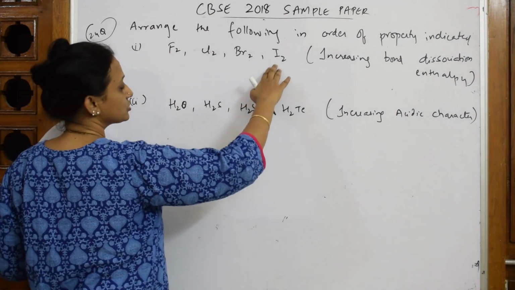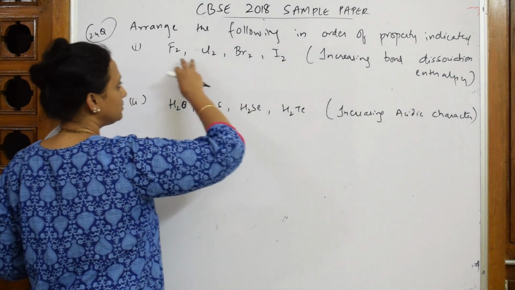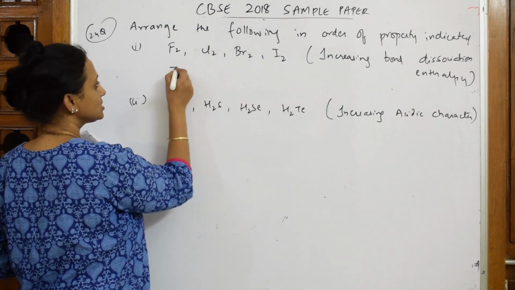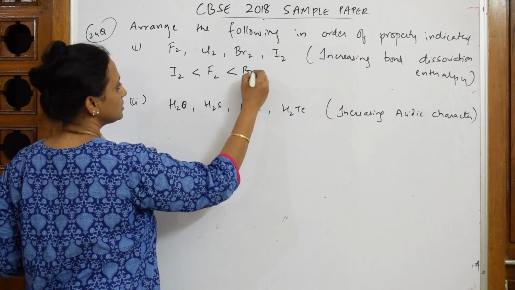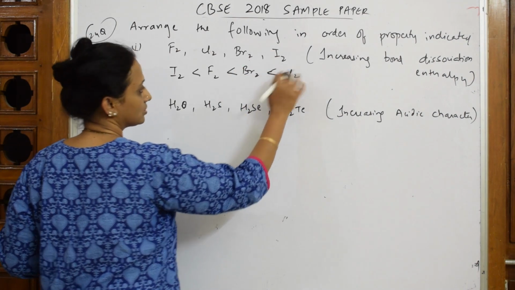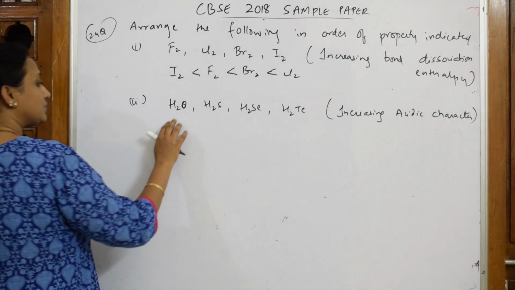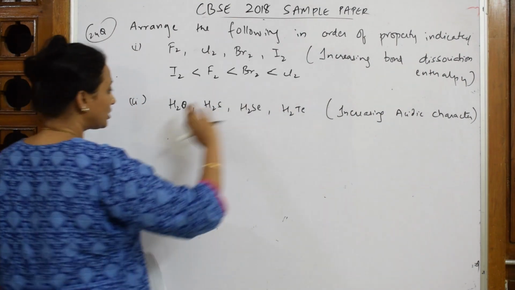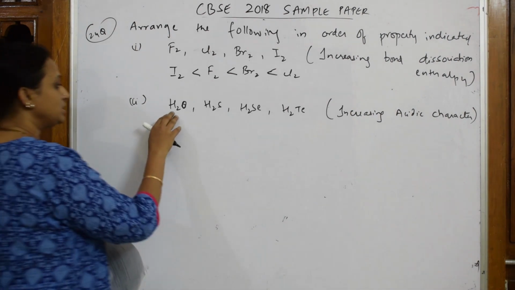So here, what do they ask me? Increasing order of bond dissociation enthalpy. Increasing order: the maximum one should be at the end and the minimum one should be here. So according to this, iodine will be less than fluorine, less than bromine, less than chlorine. This is your order. The reason I've given in that P block element board paper. If I need to write the maximum at the end, then the minimum will be first.